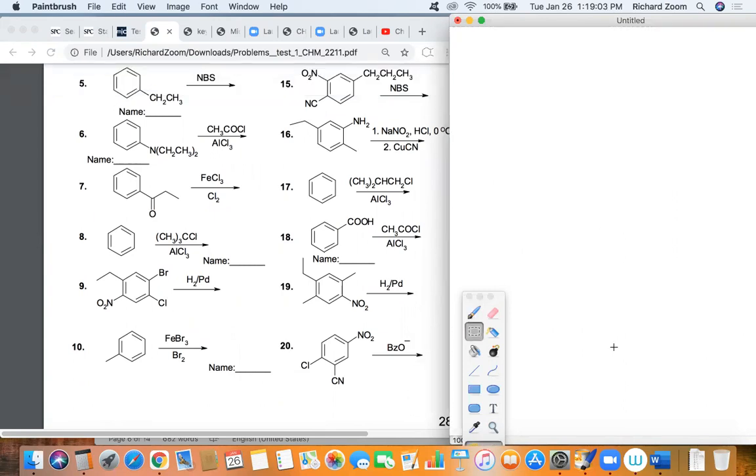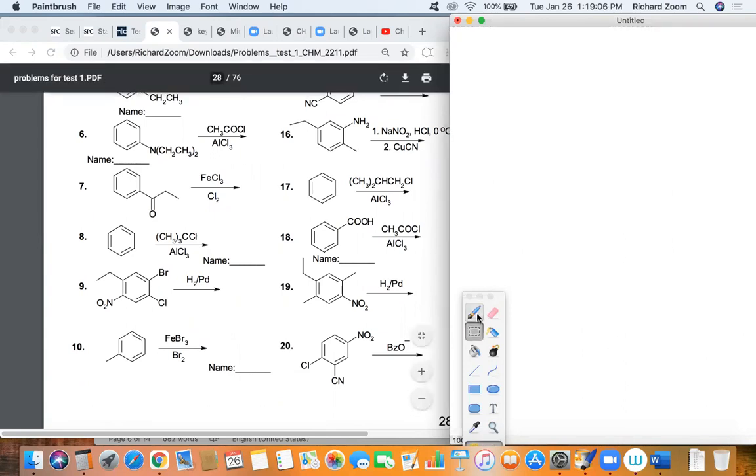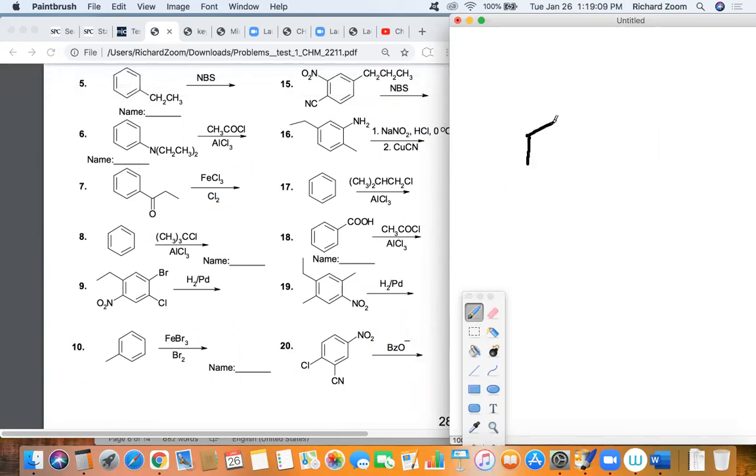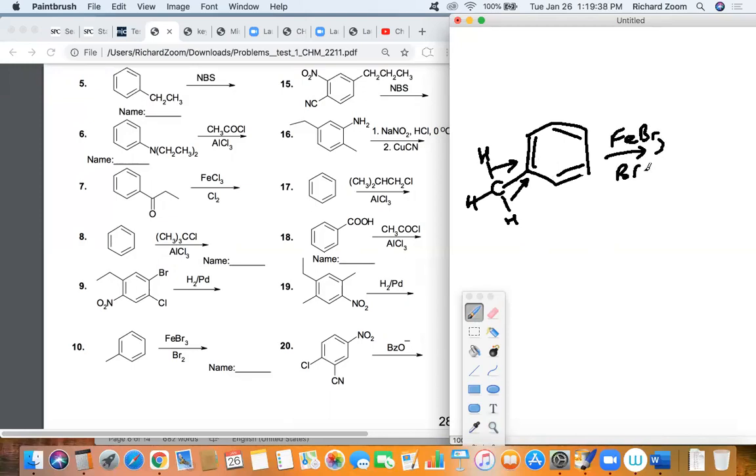What about number 10? Activating or deactivating? Activating, because it's an alkyl group. If I draw it out, Mary, you had asked about this earlier. It's these electrons that can get donated to the ring. So you've got FeBr3 and Br2, and so it's Br plus.